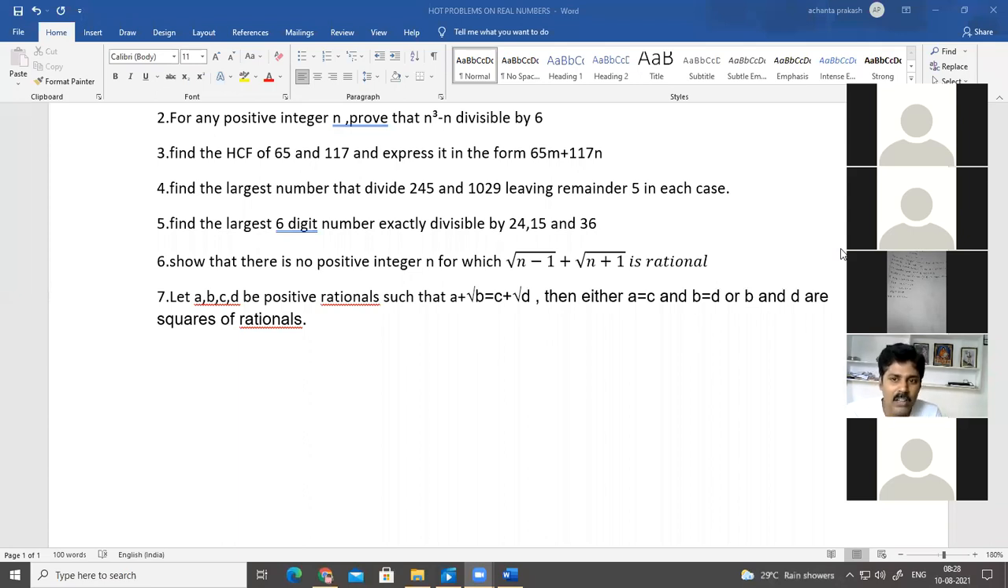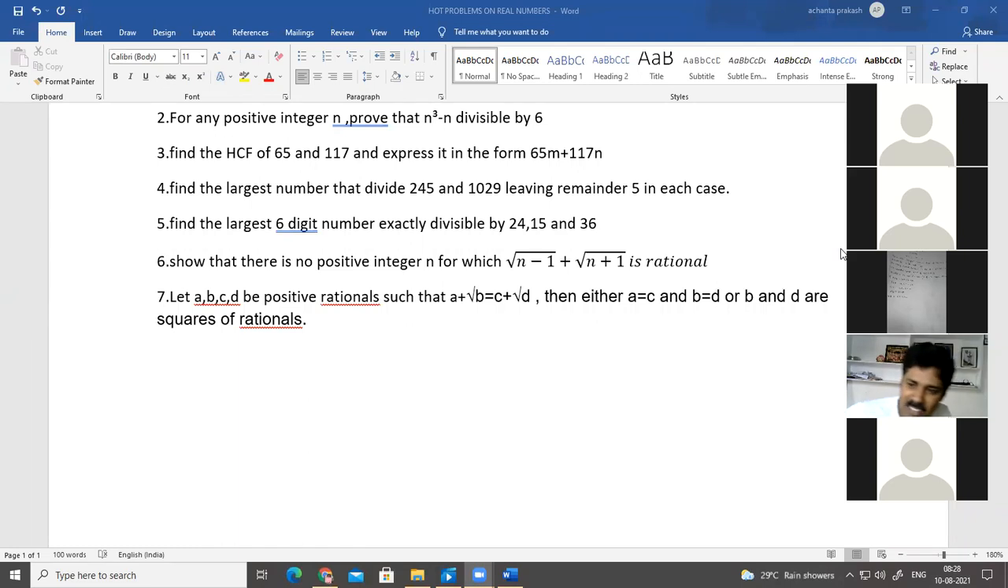So if the remainder becomes 0, the question changes to: find the largest number that divides 240 and 1024 exactly. Exactly divisible means it is a factor. In that, we have to find the largest factor, the largest number. So the largest factor is nothing but HCF. So it should be common to both, so we have to find the HCF. That is the logic behind that question.